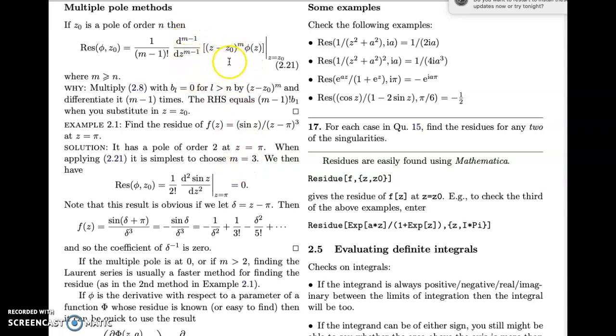The thing we differentiate, fortunately, is easy. It's just sine z. So we can differentiate sine z twice, which gives us minus sine z, and we need to evaluate it at the singularity. So in this particular case, if you evaluate sine z at z equals pi, we get the answer 0. So in this particular case, the residue is 0.